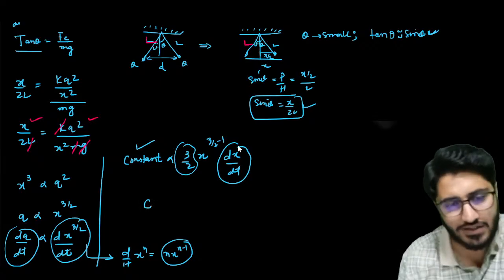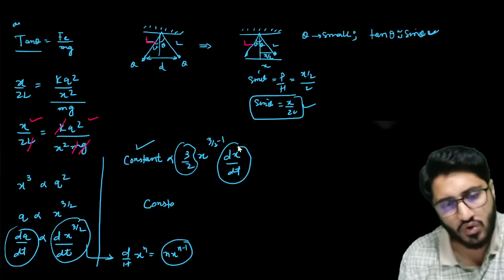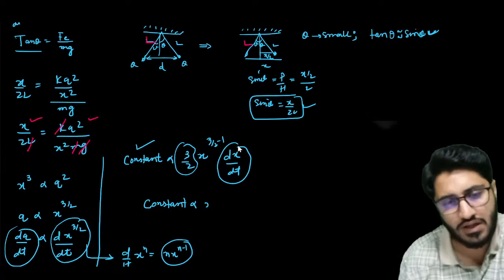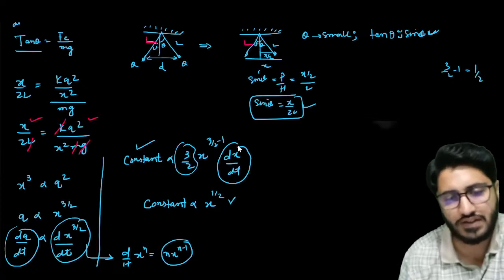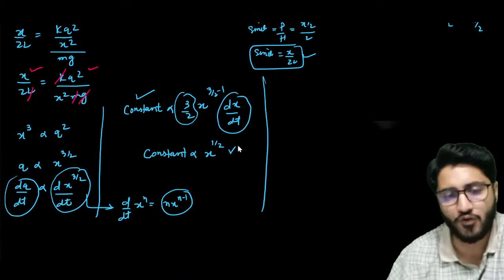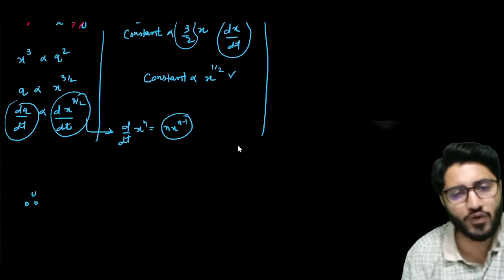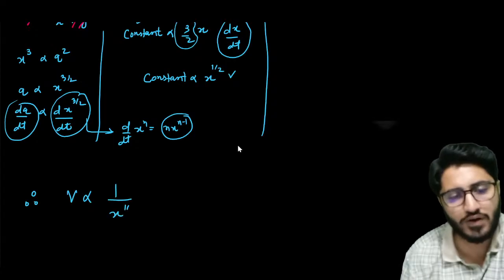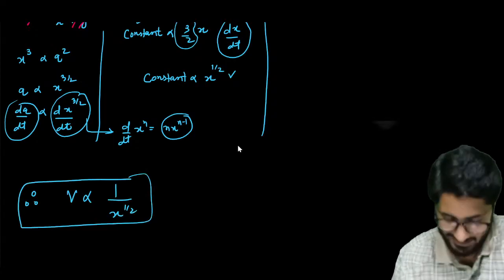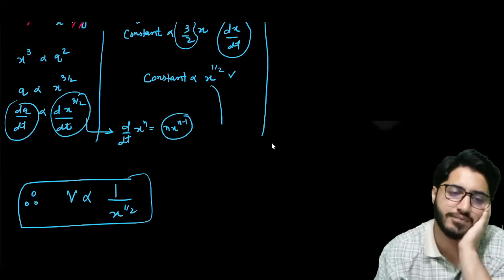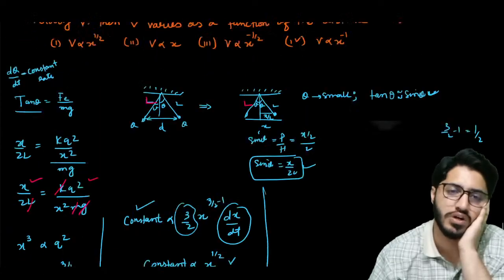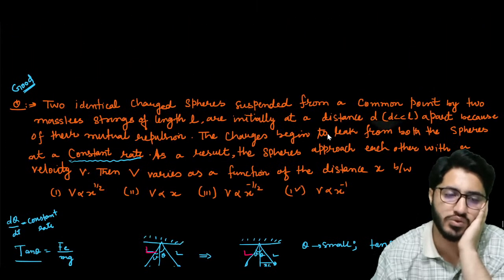So I can write here constant is proportional to x power 3 by 2 minus 1. It is 3 by 2 minus 1 equals 1 by 2, then velocity v. So therefore, I can write v is proportional to 1 divided by x power 1 by 2. This is my relation. V is proportional to x power 1 by 2. I guess A option is correct.